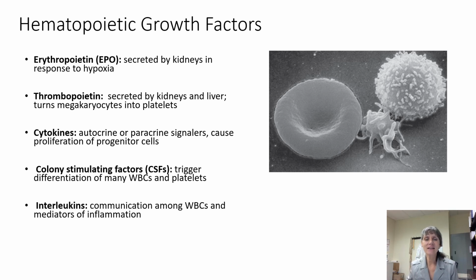They create more of themselves. When we look at colony stimulating factors, those are growth factors, specialized growth factors that trigger the differentiation for many white blood cells and platelets to occur. And then there are also chemicals known as interleukins, which communicate among white blood cells and help to mediate inflammation. Because remember, white blood cells are going to be released when there is some kind of pathogenic invader or damage.